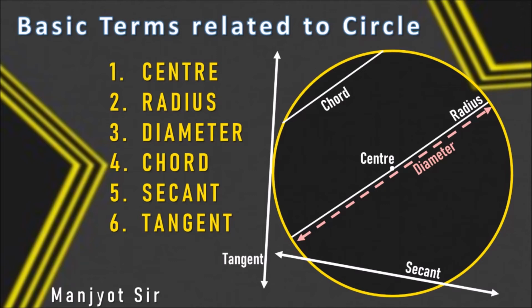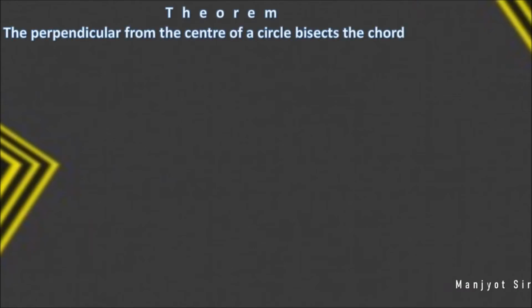Now let's move ahead and see one very important theorem that is asked many times in exams. So make sure you listen very carefully. See, the theorem says: perpendicular drawn from the center of the circle bisects the chord. Whenever you have a theorem, make sure you first draw a figure. So if you observe this statement, perpendicular drawn from the center of the circle bisects the chord.